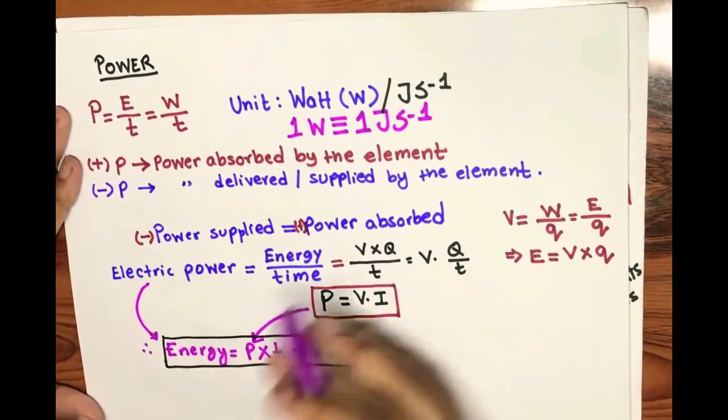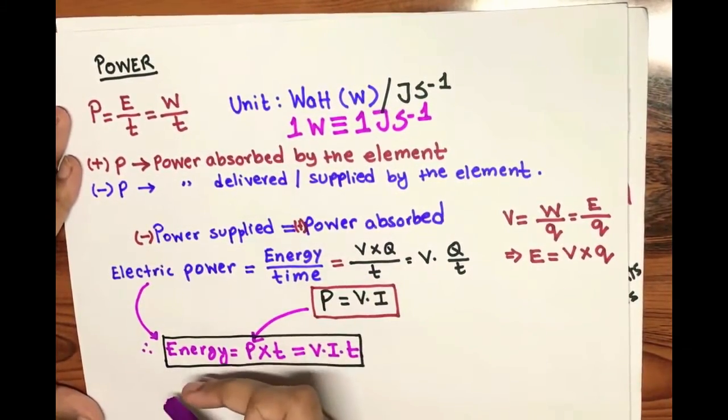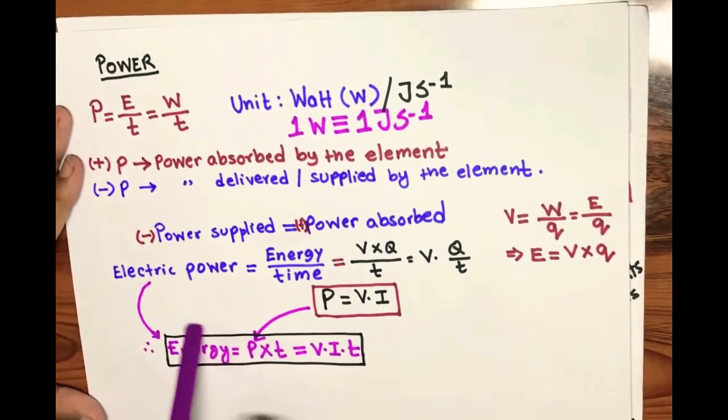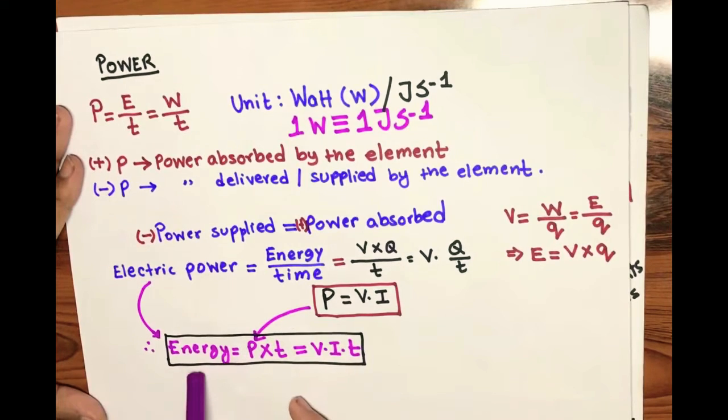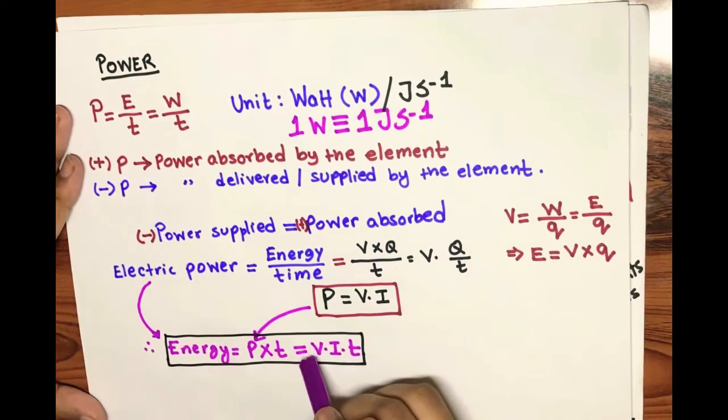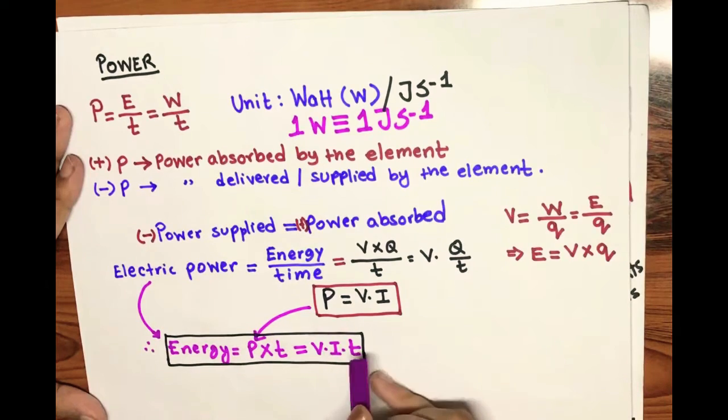Now, as we all know, power and energy are related. Therefore, we are now going to deduce the expression for energy. The expression for electrical energy is electrical power times time, which is equal to VIT.